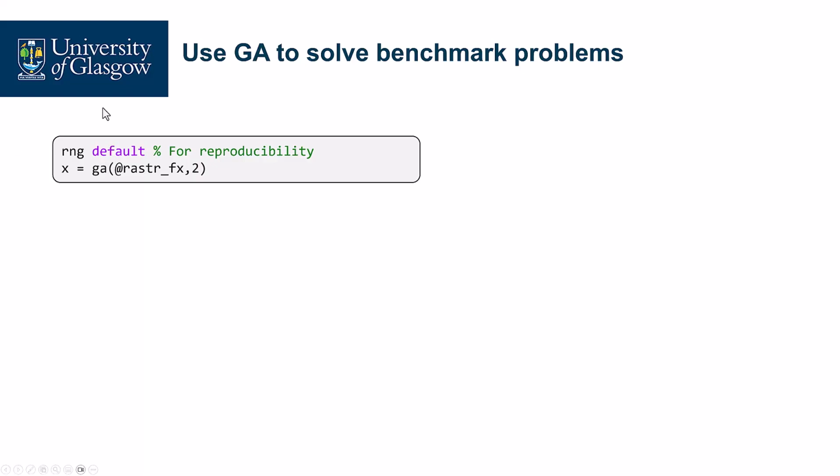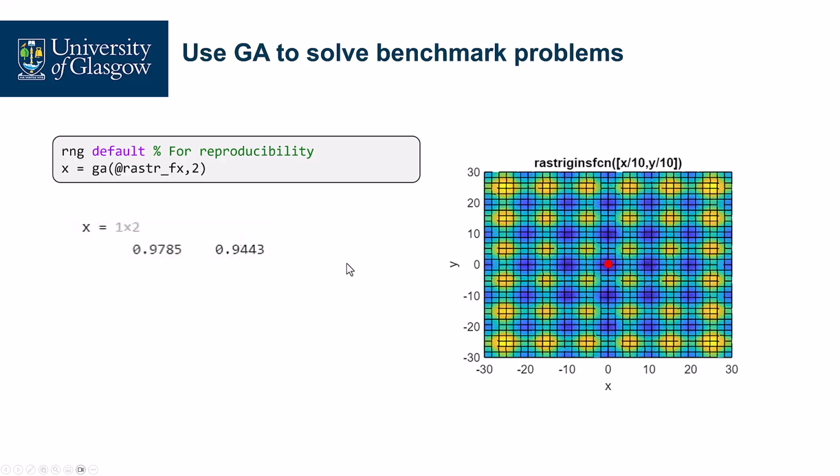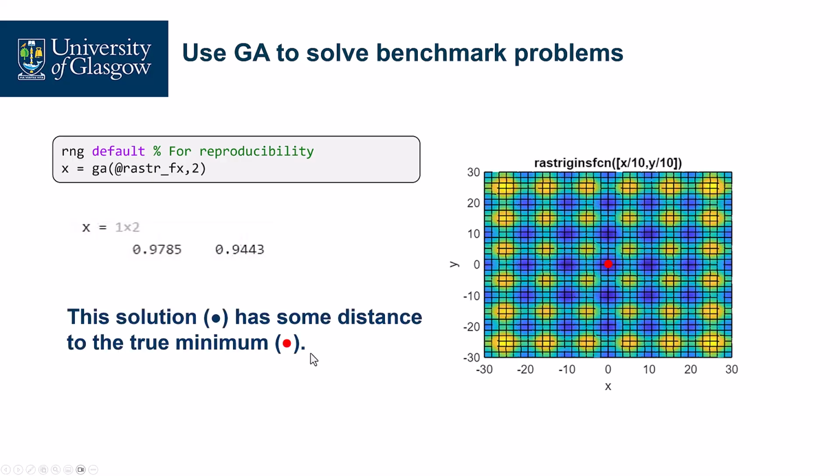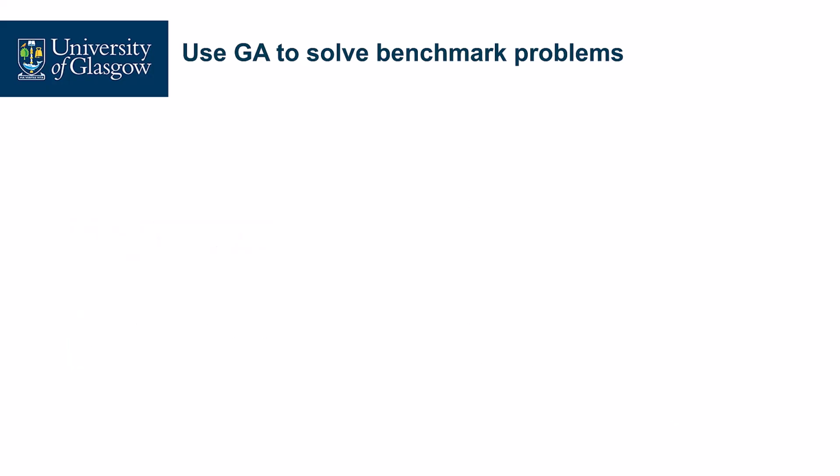When I use this function, we can see this is the result. The obtained x is 0.97, 0.94. We know the global optimum is 0 and 0, right? So this has some distance. We can see that the solution has some distance to the true optimum. More details you can see in the live script, and you can write it yourself.